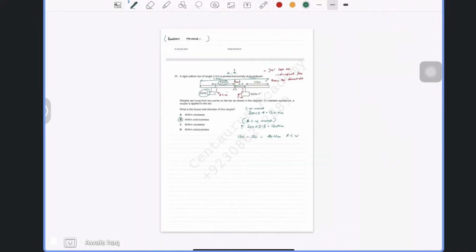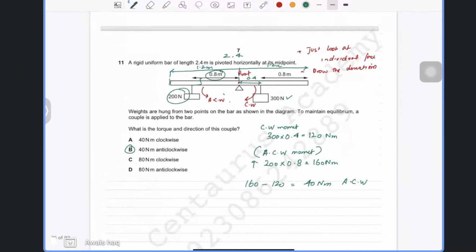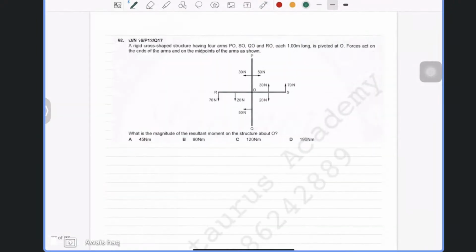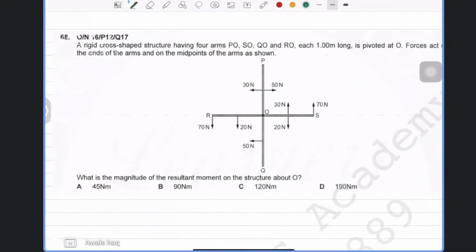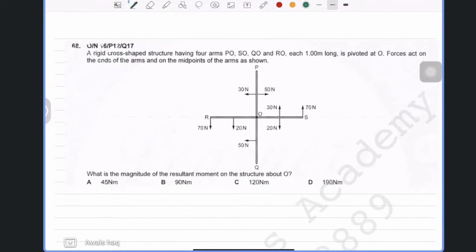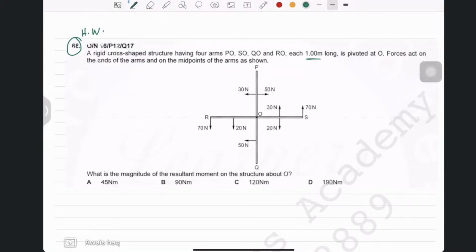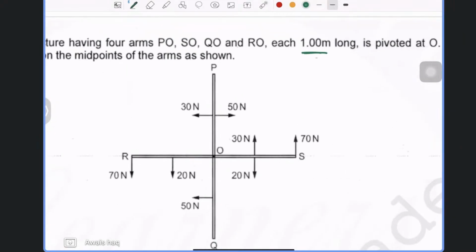Now, keeping that in mind, I'm gonna go to the next question. Now, next question is very similar. You have a pivot here, and they have given that each arm is 1 meter long, and then the forces are at midpoint. So I hope that you guys can do this. If you fail to do it, please do let me know. I will help you in the next class. All right? Could you please explain this question myself? Yes, sir. Okay. That's not fair, but all right.